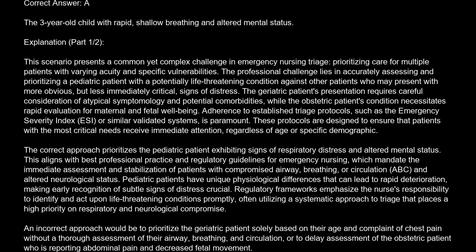The correct answer is A. The 3-year-old child with rapid, shallow breathing and altered mental status. Explanation. This scenario presents a common yet complex challenge in emergency nursing triage: prioritizing care for multiple patients with varying acuity and specific vulnerabilities.